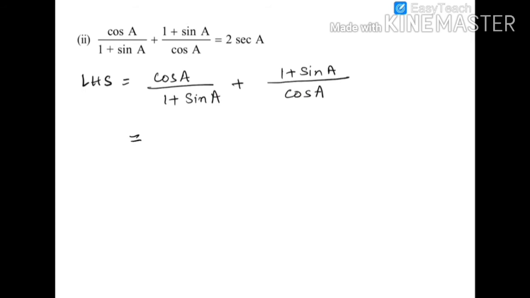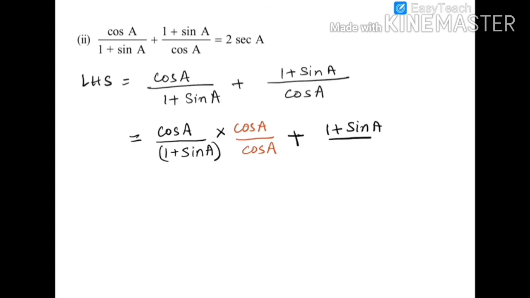To add the numerators, we need to make the denominators same. So we will multiply the first expression with cos A divided by cos A. When we multiply same quantities to the numerator and denominator, it does not change the expression. Plus 1 plus sin A divided by cos A.